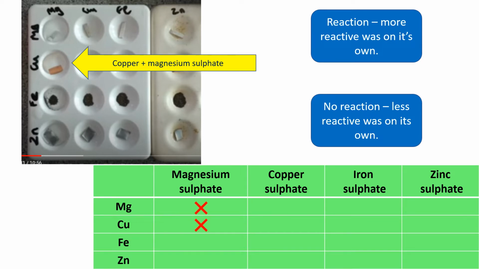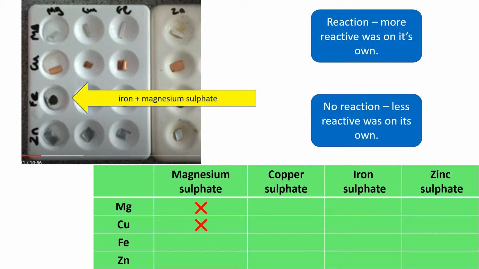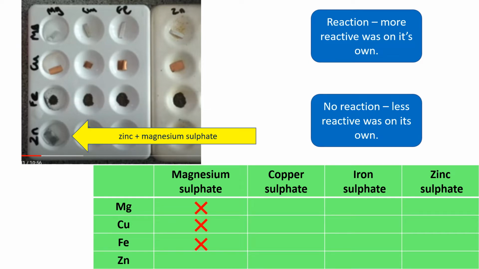Now this is the bit you can't see. It's really difficult to see whether there's bubbles or not. You'll just have to trust me. Here then, iron plus magnesium sulfate. Is iron going to be reactive enough to displace the magnesium? No. And what about zinc? Zinc plus magnesium sulfate. Is zinc more reactive than magnesium? Is it going to be able to displace it? No, it's not. Okay, first line done.